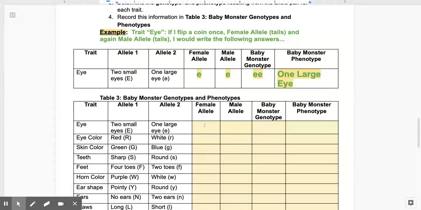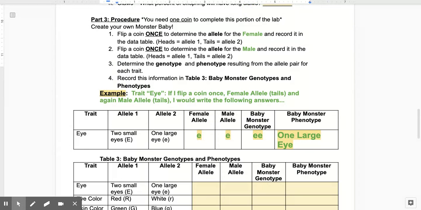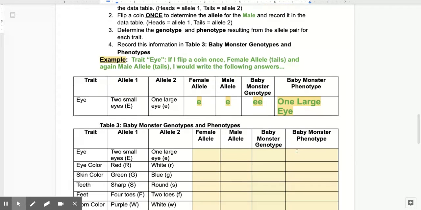In this last part, this is the fun part where you get to make a monster baby. In this part three, we're going to follow along with the example here. You would flip a coin for the female monster, and if you got, for instance, tails, that would be a lowercase e. Then you flip again for the male, and you get a lowercase e. This would give the baby monster lowercase e, lowercase e genotype, and this baby monster would have one large eye.